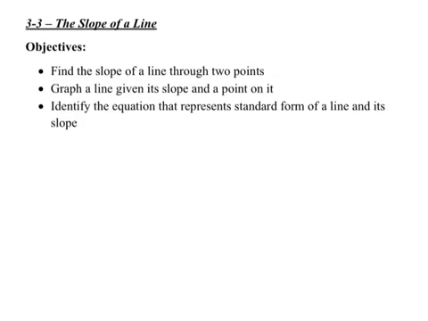Now, section 3.4 talks more about slope-intercept form, y equals mx plus b, or point-slope form, y minus y1 equals m parentheses x minus x1. So that's not the stuff we're doing today. We're going to do that with 3.4.